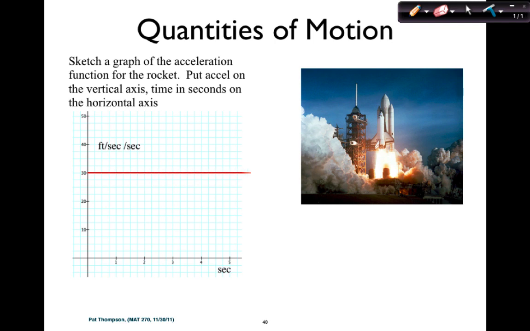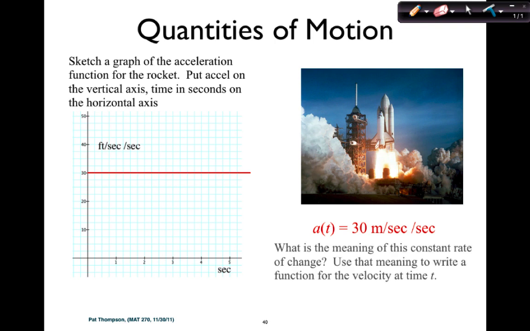If we were to graph the acceleration, this is a graph of constant rate of change, right? Constant rate of change of velocity. And so our acceleration function is 30 meters per second per second. Okay, we already did this. The meaning of the constant rate of change.